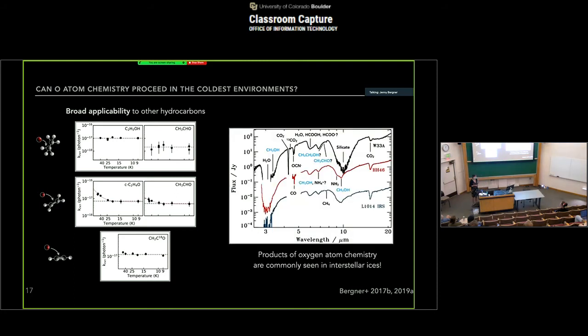And when you compare to the protostellar ice spectra that were taken with Spitzer, you can see that a lot of the products that we can produce through this oxygen atom chemistry do show up in these interstellar ices. So it's great that this type of chemistry may be contributing to the production of these complex molecules early on in the star formation sequence.